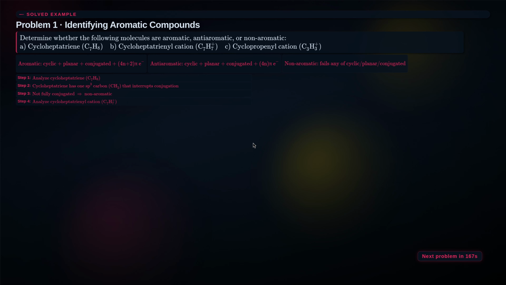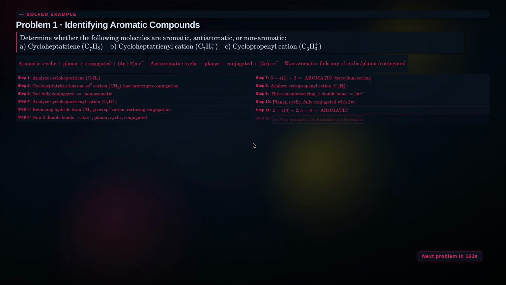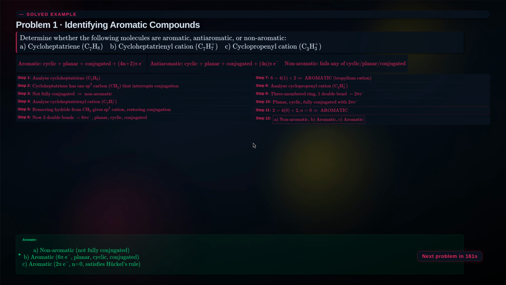Problem 1. Identifying aromatic compounds. Determine whether the following molecules are aromatic, antiaromatic, or nonaromatic. A. Cycloheptatriene, C7H8. B. Cycloheptatrienyl cation, C7H7+. C. Cyclopropenyl cation, C3H3+. Step 1. Analyze cycloheptatriene.